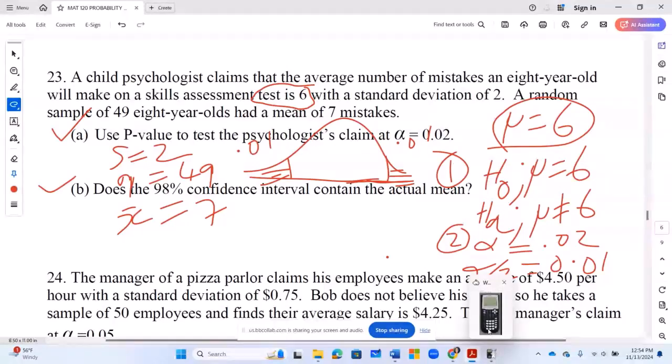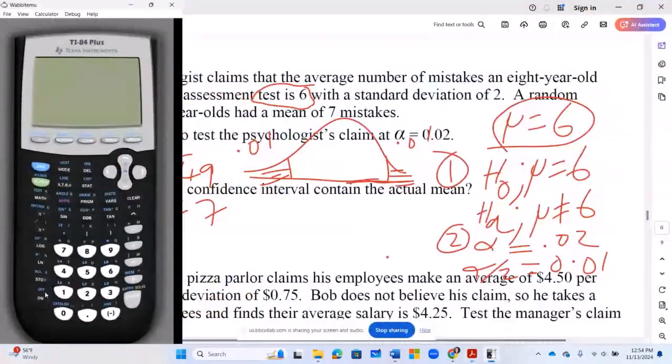So I'm going to use my calculator. Turn this on, find inverse T. The reason why I have to find that is so that I know what is the boundary line. So 0.01 is the area. And the sample size is given to me as 49. Even though sample size is greater than 30, we don't know the population standard deviation. So we still have to use T distribution.